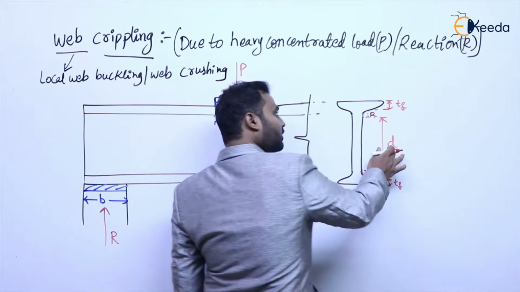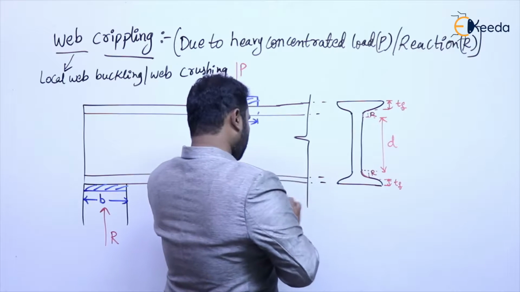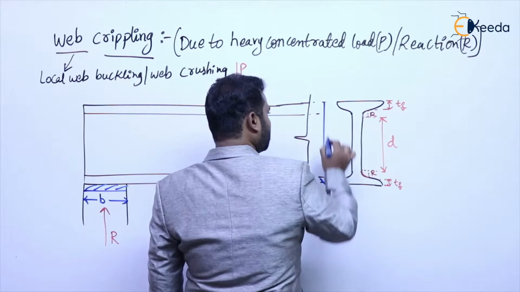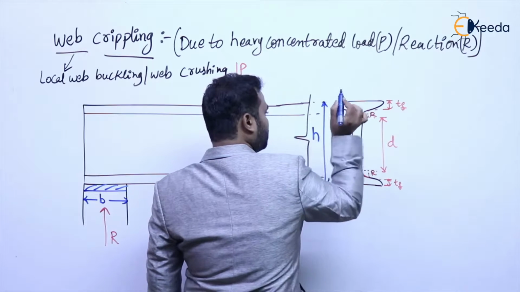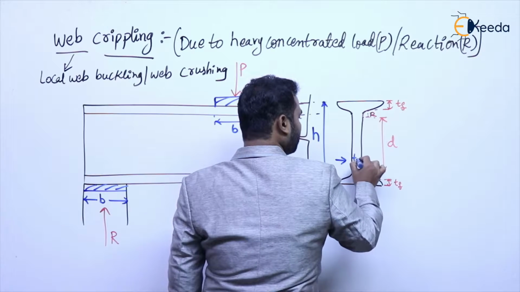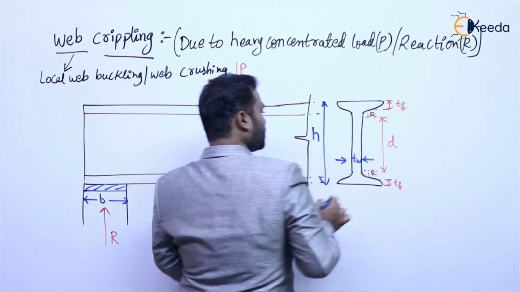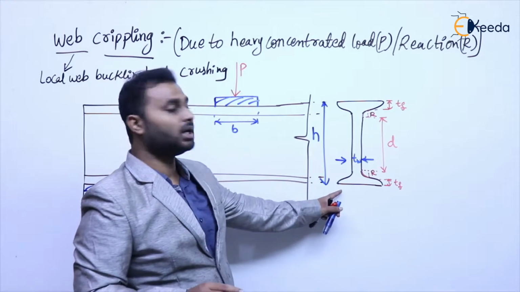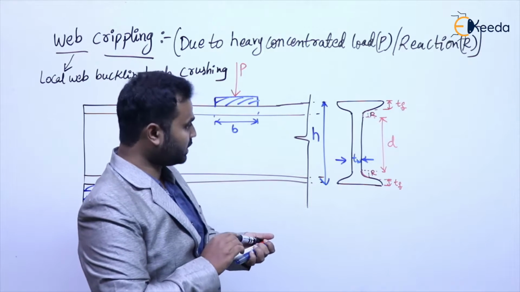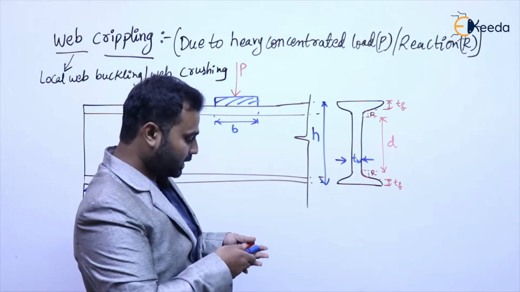This is the depth of the web. As we know, this is the overall depth H. Clear. And this is the thickness of the web TW. Is it clear? So these were the cross-section dimensional details of this I section.